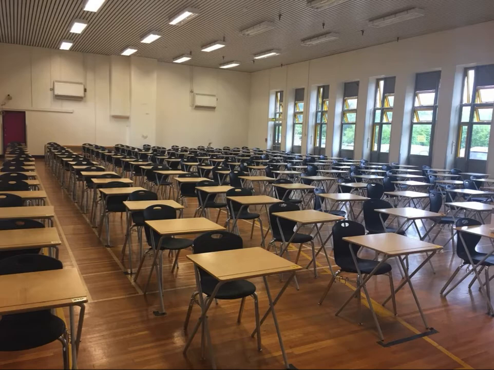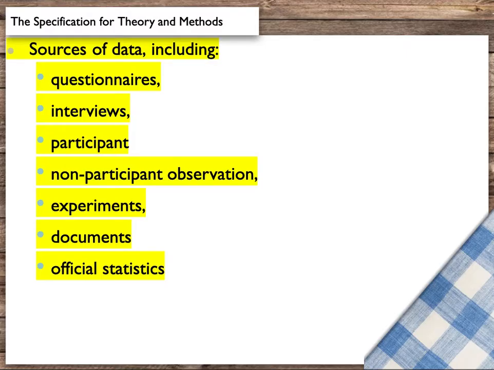Research methods is a topic that will appear on your A-level Sociology exams, featuring on paper 1 and paper 3. The specification is actually for theory and methods, but we focus on research methods in Year 1, as you can see here, highlighted in yellow. This is the exam board specification. This is what you need to know.